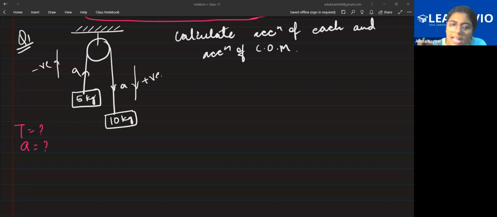Just leave acceleration due to gravity as g. Wherever you have to use acceleration due to gravity, just leave it as g and give me your answer in terms of g. Let's make your calculations easier.